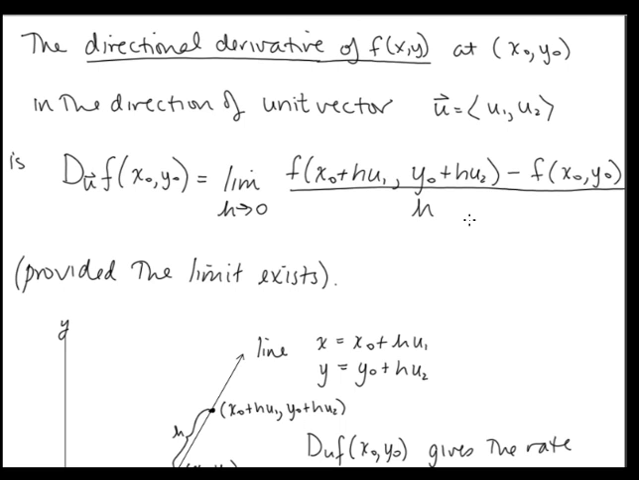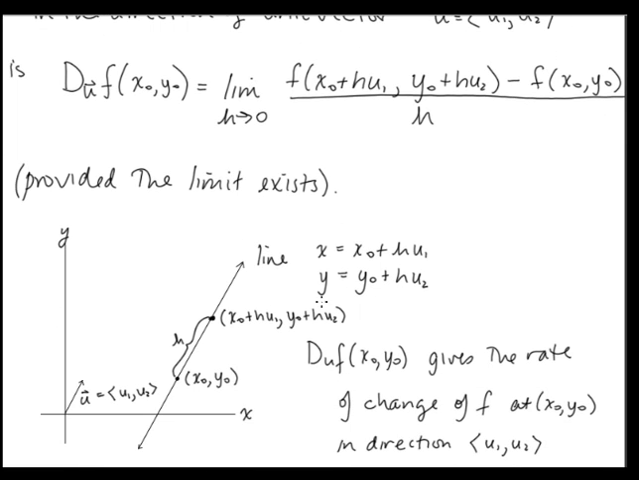So let's see graphically how this makes sense as a derivative in the direction of this unit vector. Here's our unit vector placed at the origin. u is equal to u1, u2. And here's our point x naught, y naught. Now notice we can talk about the line in direction u through x naught, y naught as x equals x naught plus hu1, y equals y naught plus hu2.